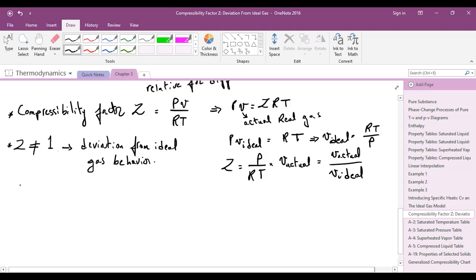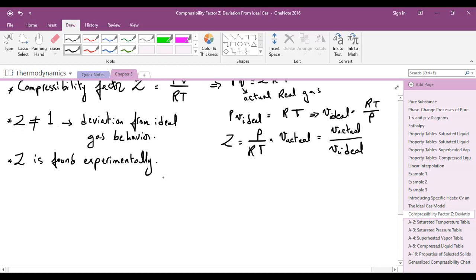And Z is mainly found experimentally. So what we do is we measure the actual specific volume and we divide it by the specific volume calculated using the ideal gas law, RT over P, for a given temperature and pressure.